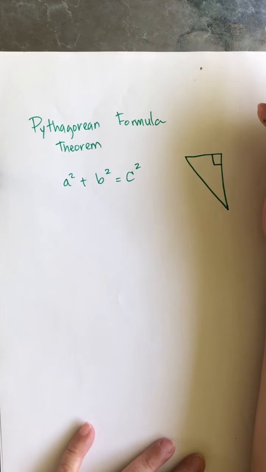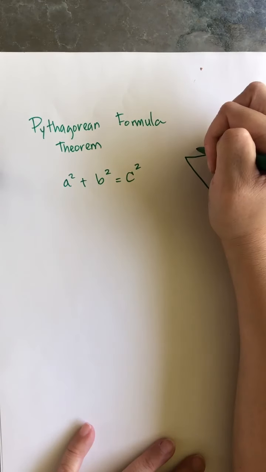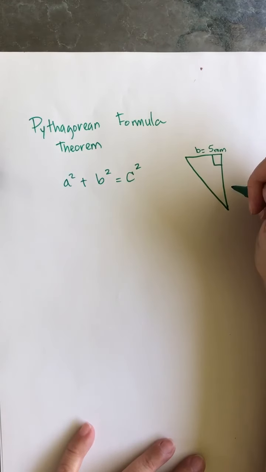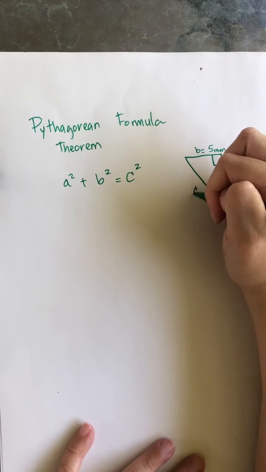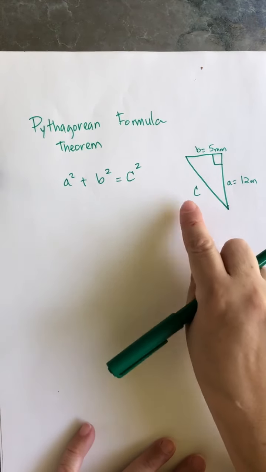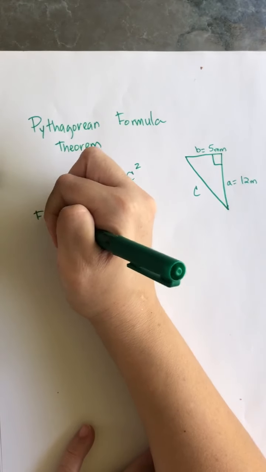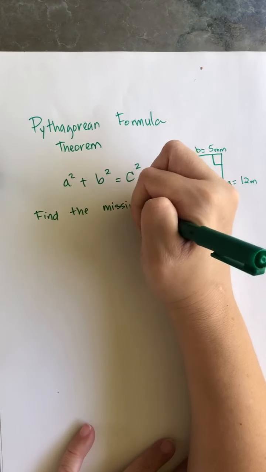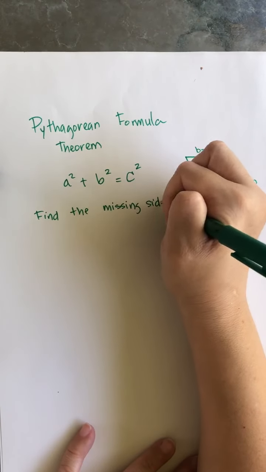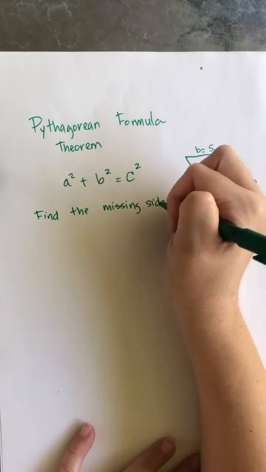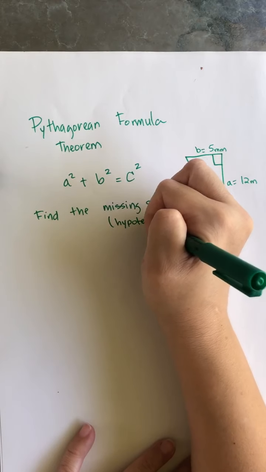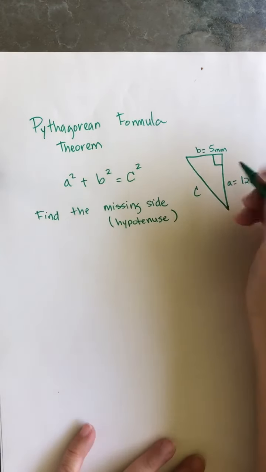In this case, I'm going to say B equals 5 millimeters and A equals 12 millimeters. Okay, and C is missing. So the hypotenuse is missing. Find the missing side. In this case, hypotenuse. Find the hypotenuse, which is the C.